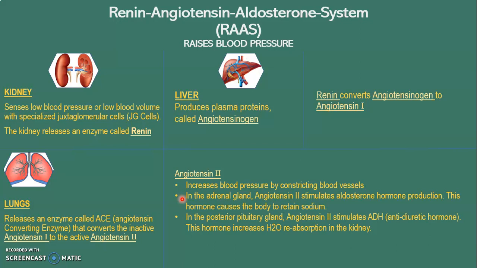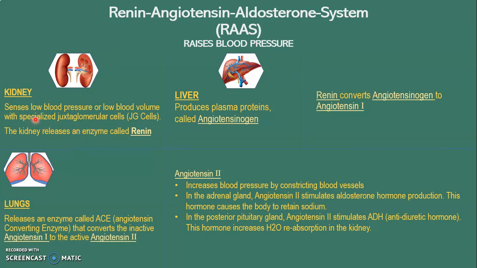Before we understand how ACE inhibitors work, there is a system that we have to know. The system is called the renin-angiotensin-aldosterone system, also known as RAAS. This system raises blood pressure in our body. So the first step is in the kidney.